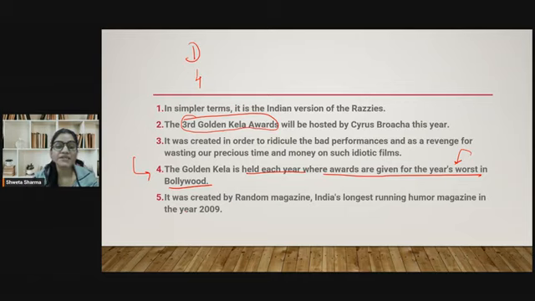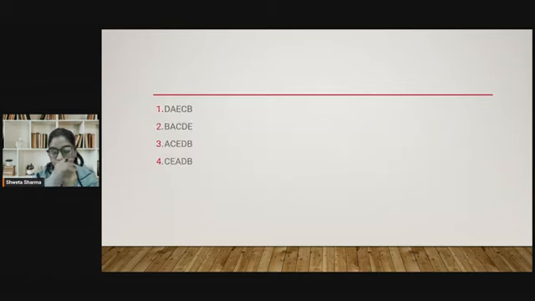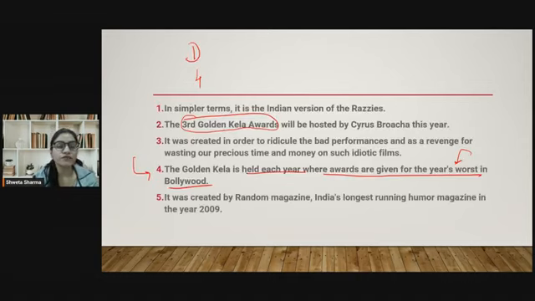What can be the next sentence? I'm giving you the options to look at. I'm sure you should be able to figure it out. It should be option number 1 here, right? So it is the fourth sentence, and then you have a simplification of it: it is the Indian version of the Razzies.